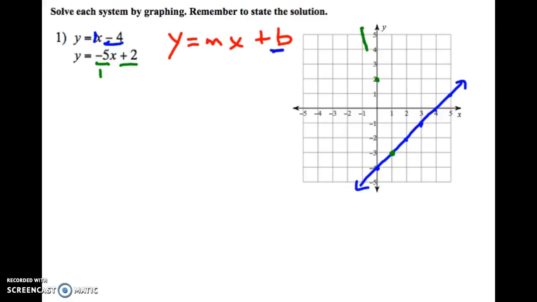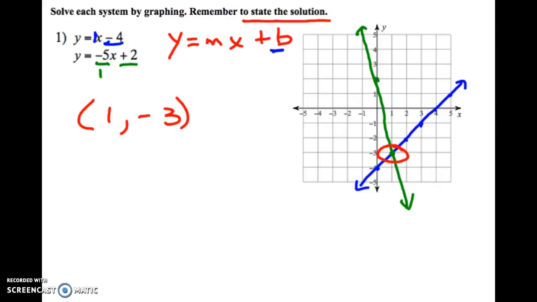And we're going to attempt to sketch this line in. Hopefully yours came out straighter than mine did. Important part here is we found the spot where they are crossing. The coordinates for that point are at 1 for the x, -3 on the y, and that would be the solution.